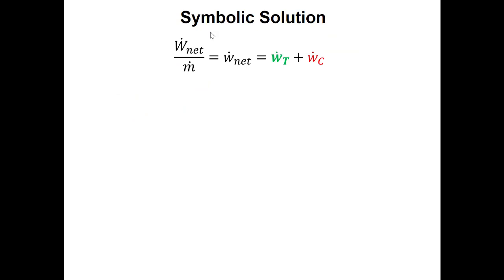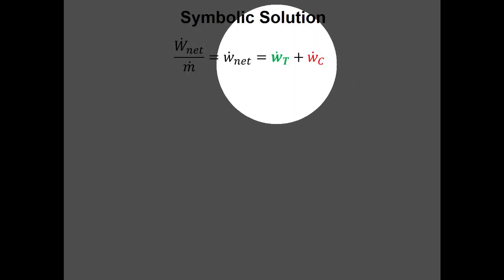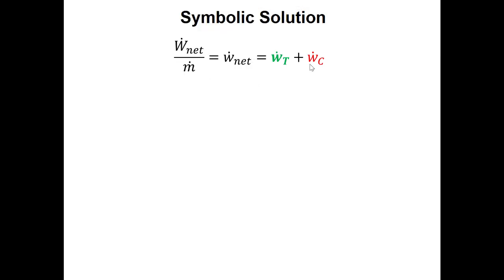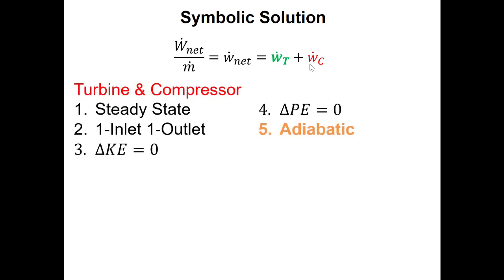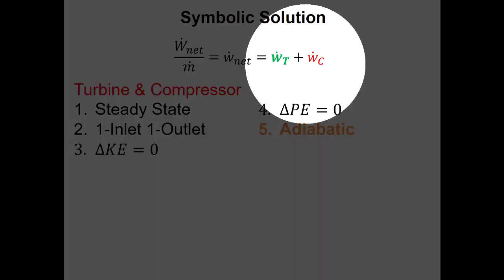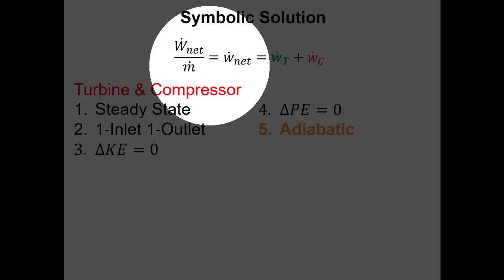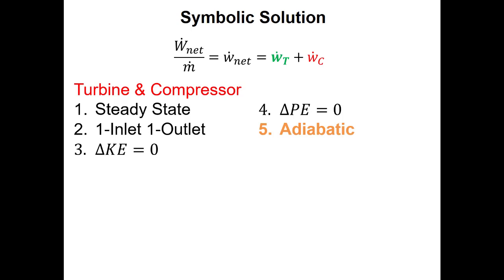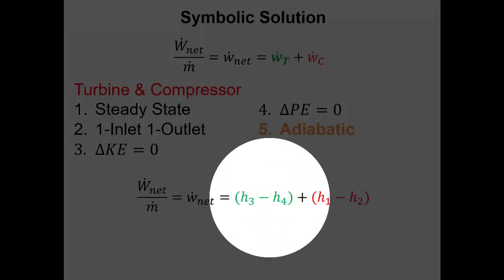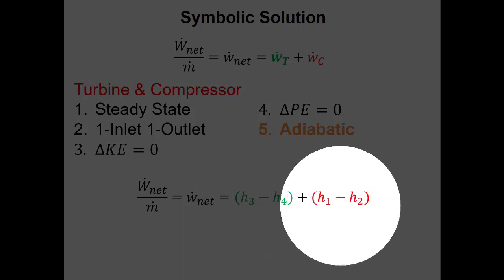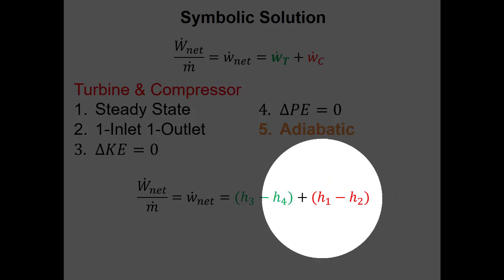So our symbolic solution for net power divided by mass flowing through the system, little w dot net, is the power per mass of the turbine plus the power per mass of the compressor, right? So little w dot t plus little w dot c, recognizing that the compressor power is going to be negative. For the turbine and the compressor, we'll say that the systems are steady state, one inlet, one outlet, no kinetic or potential energy change, and that they're both adiabatic. If that's true, these would both be from the first law, m dot times h in minus h out, but here we're dividing the whole equation by m dot, so these little w dots are just h in minus h out. The inlet to my turbine is state 3, so this is h3 minus h4. And the compressor is h1 minus h2. And again, h2 is going to be bigger than h1.